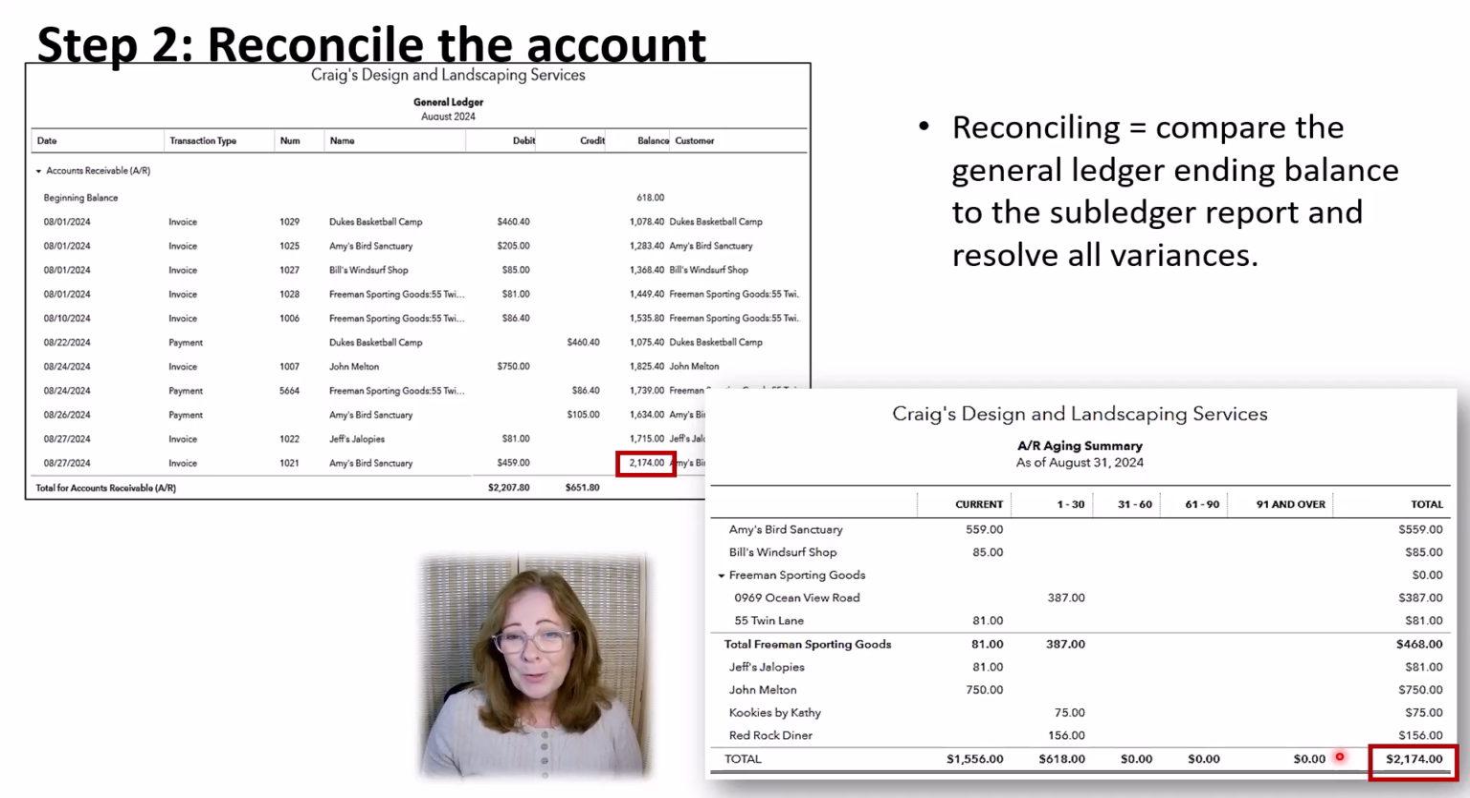And if someone asks you, what does the balance in this account consist of? You can say the balance of $2,174 consists of current receivables of $1,556, as well as past due receivables for Freeman Sporting Goods of $387, Cookies by Kathy of $75, and Red Rock Diner of $156 for a total of $618 past due receivables.